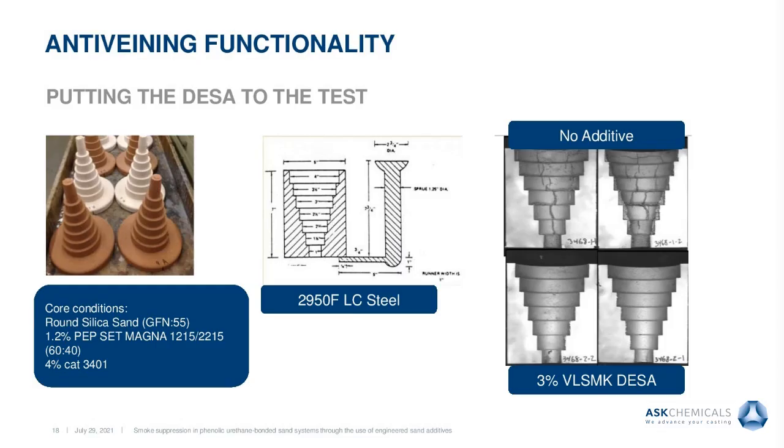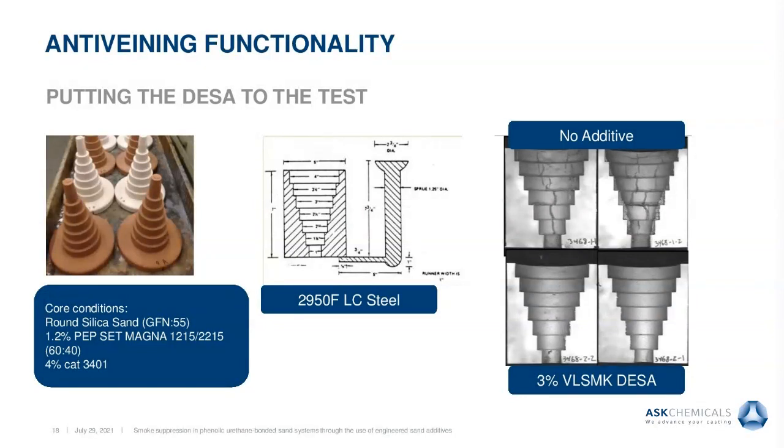So what's the next feature that the additive needs to have to be a good additive, right? Well, the anti-veining functionality needs to be there. So for that, we need to go back to the foundry and lab and do some testing. So we took some of our step cones that we made earlier, but this time we placed them in PEP SET molds and just did a normal pour. And the result of these castings is now shown on the right side. We cut the step cone casting in half, so you can see the inside of the step cone.